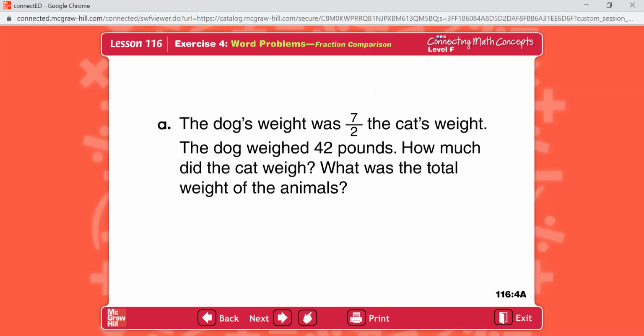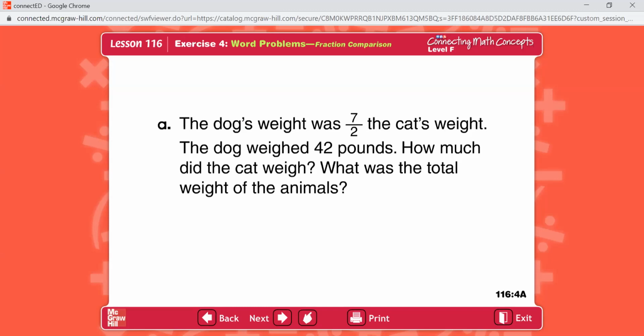Here's a problem you know how to work. It has a second question. The dog's weight was 7/2 the cat's weight. The dog weighed 42 pounds. How much did the cat weigh? What was the total weight of the animals?